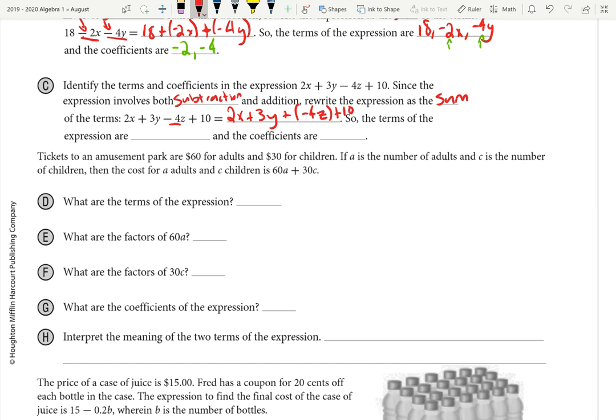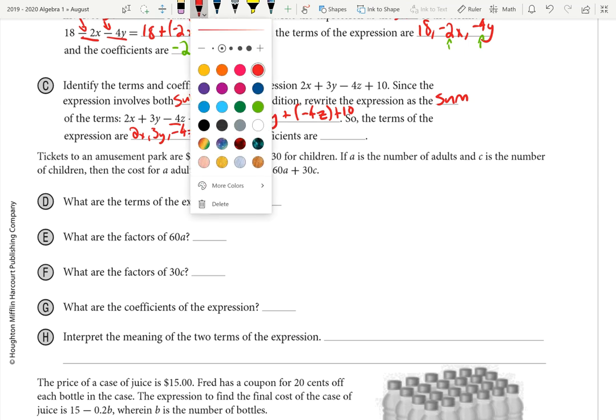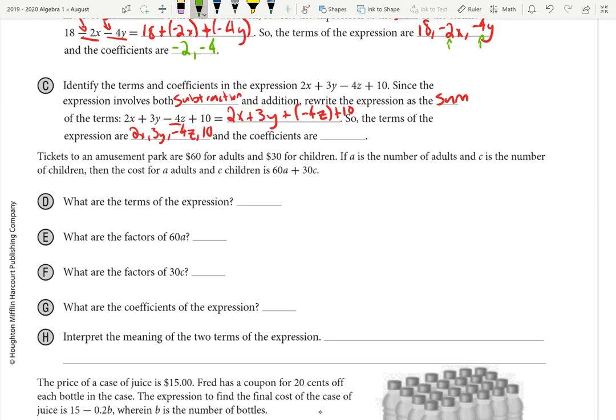So the terms of the expression, we have 4 of them here. 2x is a term, 3y is a term, negative 4z is a term, and 10 is a term. The coefficients, remember, are just the numbers with those variables. So 2 is a coefficient because it goes with x, 3 is a coefficient that goes with y, and negative 4 is a coefficient that goes with z. 10, remember, is not a coefficient because it does not have a variable.